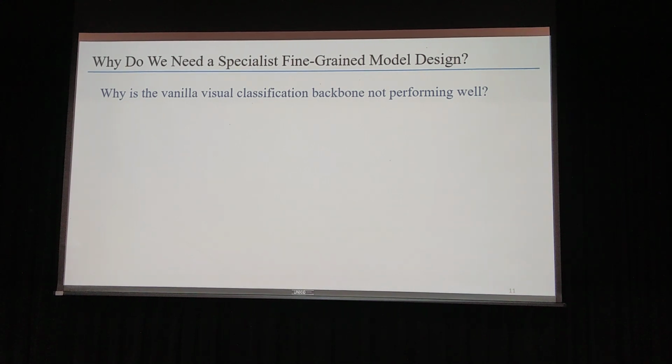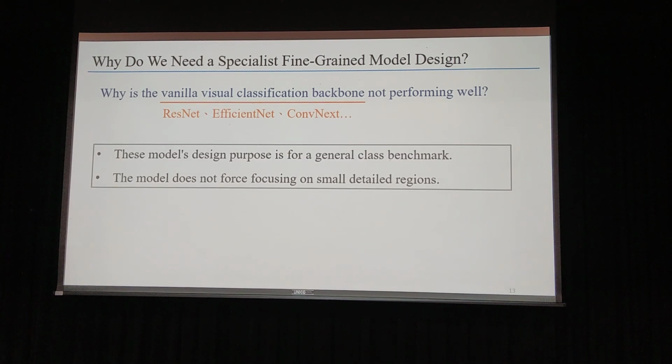And why do we need a specialized fine-grained model design? Could we just use a vanilla backbone? Why does the vanilla visual classification backbone not perform well? Vanilla backbones include ResNet, EfficientNet, ConvNeXt, or Vision Transformer. Although these backbones perform very well in other image recognition tasks, their design purpose is for general classification benchmarks like ImageNet. These methods do not need to focus on small detail regions. On the following pages, we will present two pieces of evidence to illustrate this.